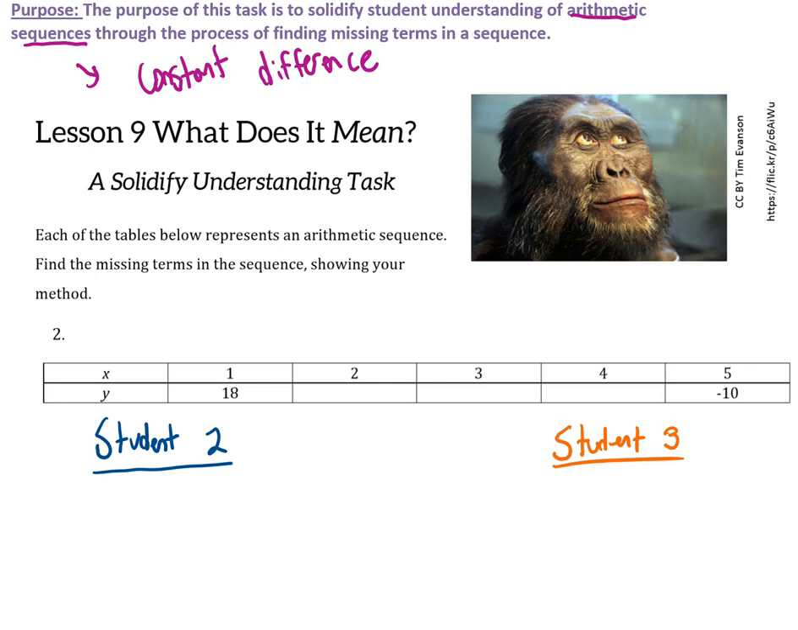So one way is to look and say, I've got to fill in this table. I know what's in between 18 and negative 10. It's 4. And then I know what's in between 18 and 4. It is 11. And I know what's in between 4 and negative 10. It's negative 3. And that's cool. That's a good strategy to start with.